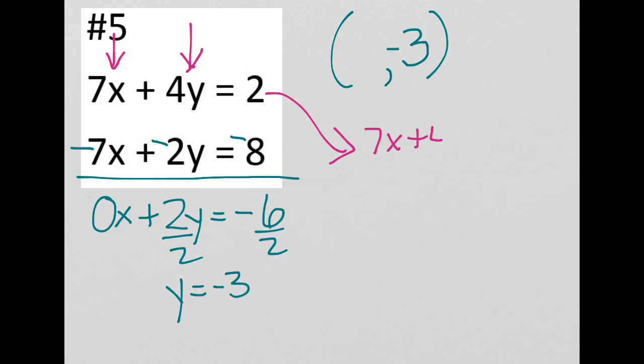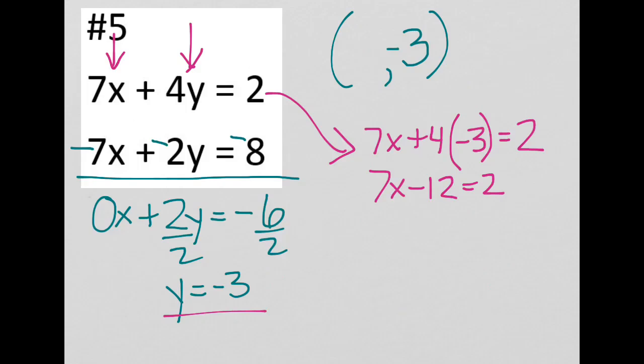7x plus 4, and instead of y, I'm going to put -3 in the parentheses because I know that y equals -3, so I can replace that. And this whole thing equals 2, just like in the first equation. So that gives me 7x minus 12 equals 2.